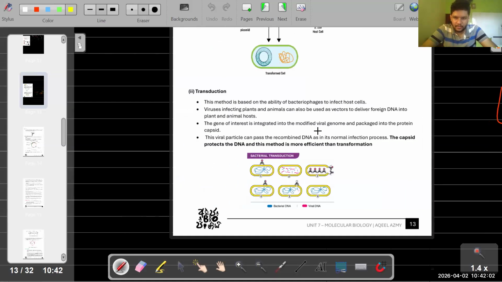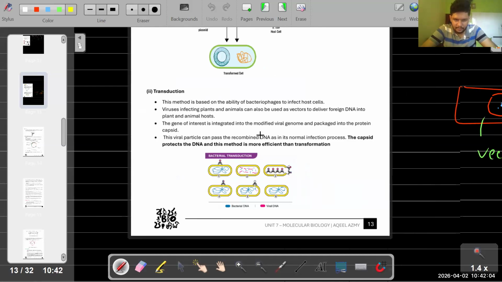See this point? The gene of interest is integrated and packaged like that. The viral particle can pass the recombined DNA as its normal infection process. See here, the viral particle can pass. They haven't said it will be passing, they have said can pass. They are using the words can pass, which means the protein capsid permits. Can you understand?